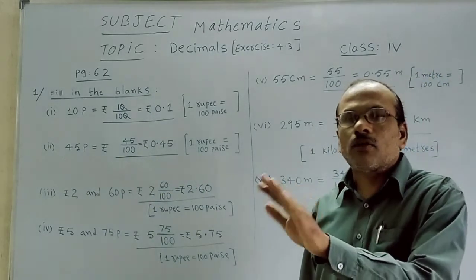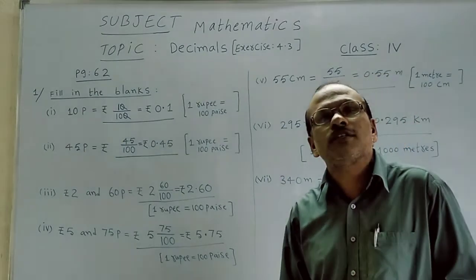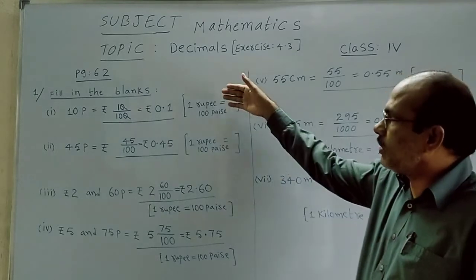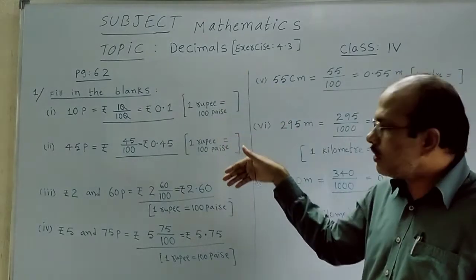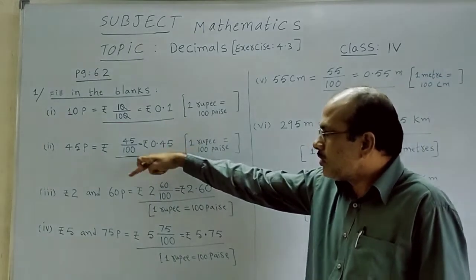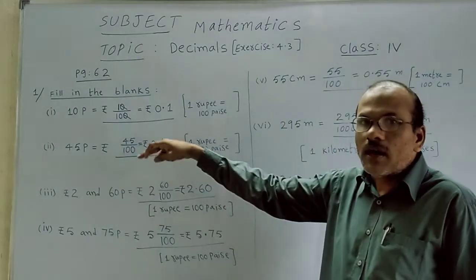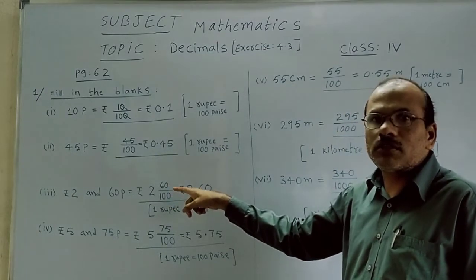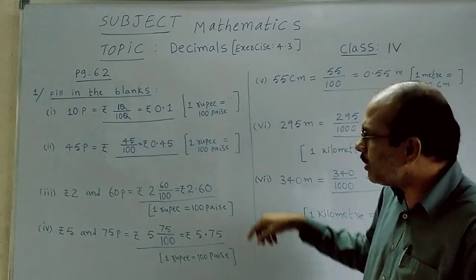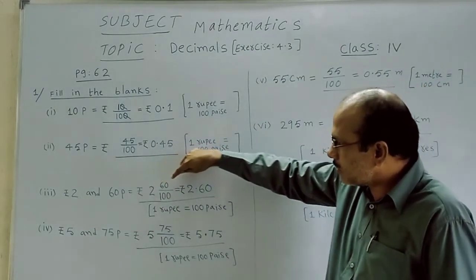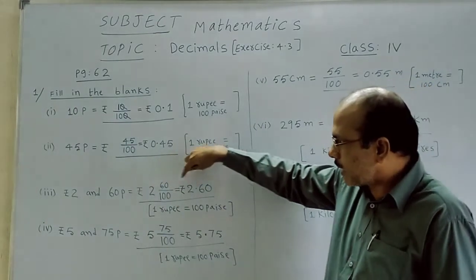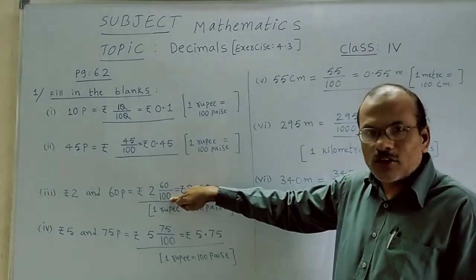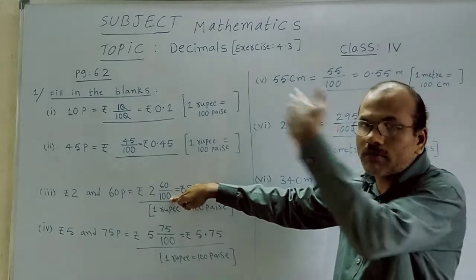Whenever paisa is going to change into rupees, then paisa should be divided by 100. That is what we have learned in these first two answers. Now the third answer, 2 rupees as it is, and 60 paisa given, that's why 60 by 100. Then finally, 2 as it is taken, first 2 as it is written, then 60 by 100. How many zeros are given here? 2 zeros. So the point should be after 2 digits.